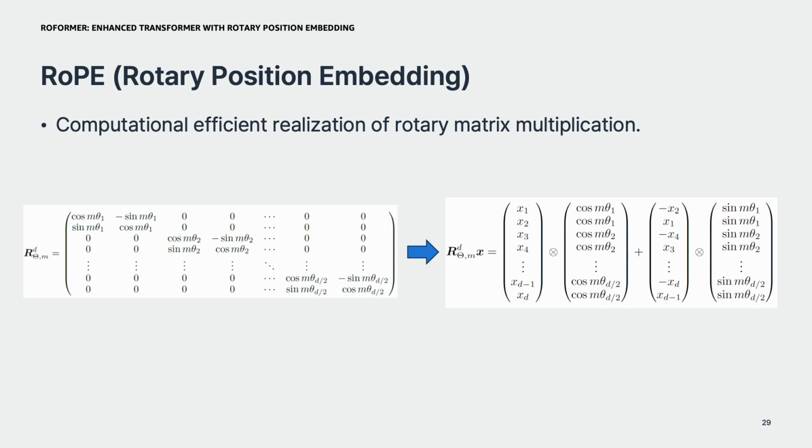Rotary position embedding also offers advantages in terms of computational efficiency. By leveraging the sparse structure of the rotation matrix, multiplication can be simplified and implemented efficiently, making it easy to integrate into existing transformer models without added overhead. In other words, rotary position embedding improves performance without significantly increasing computation cost, which makes it particularly well suited for use in large-scale language models.